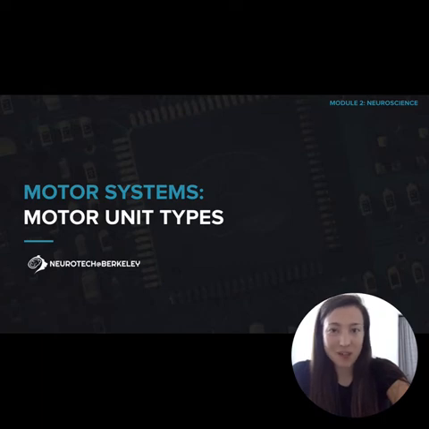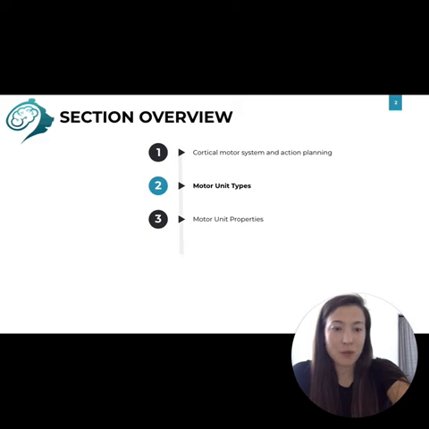This is Module 2, Section 4, Motor Unit Types. So in the last lesson, we reviewed the cortical motor system and action planning. We are doing motor unit types in this lesson, and then we will review motor unit properties.